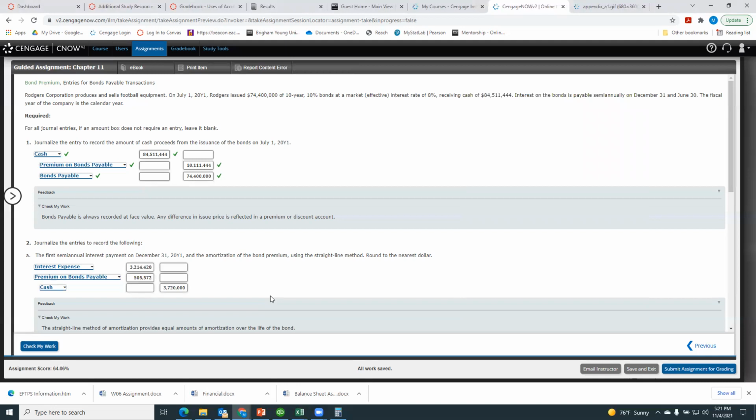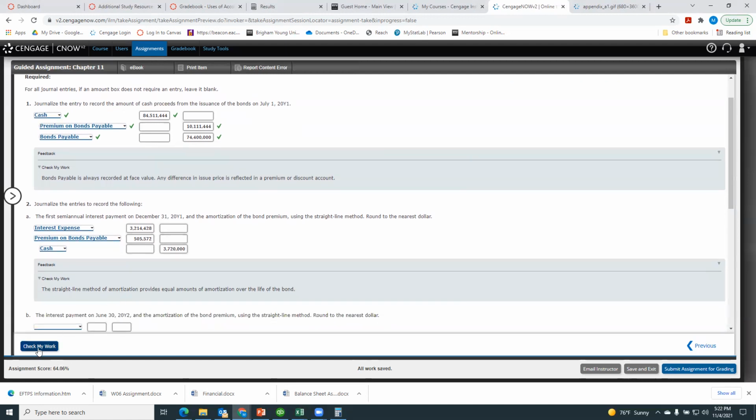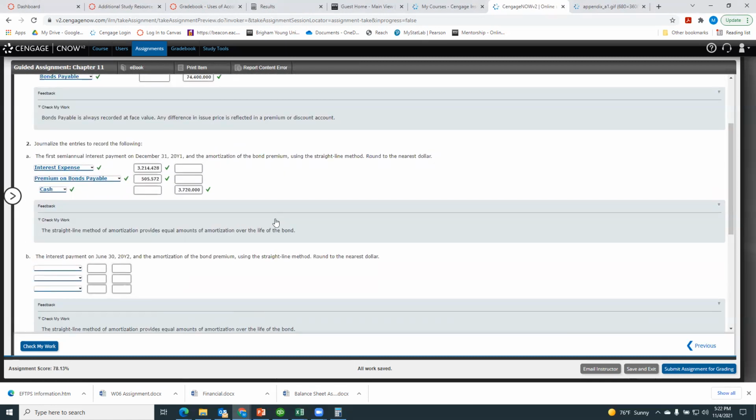So you can see that with the premium, we ended up getting more cash than we're going to have to pay back at the end. So the premium actually reduces our cost of borrowing. And that's why when we make our interest payment, we pay out a certain amount of cash, but not all of that cash is considered an expense, because part of it is the premium on the bonds payable that we're amortizing. Let's make sure that's right. It is pretty easy to make an error on these.